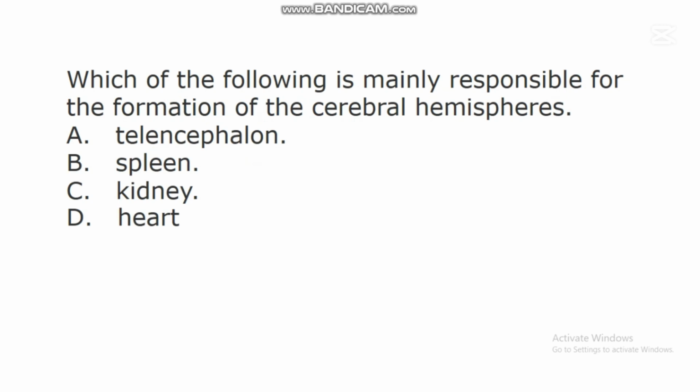The next question says, which of the following is mainly responsible for the formation of the cerebral hemispheres? A. Telencephalon. B. Spleen. C. Kidney. D. Heart. In this question, the correct answer is A. Telencephalon. Telencephalon is the region of the brain responsible for the formation of the cerebral hemispheres.